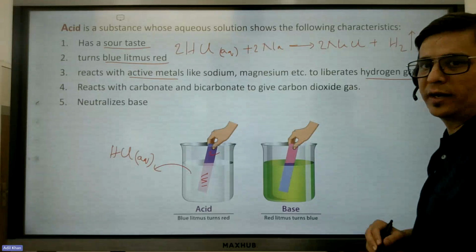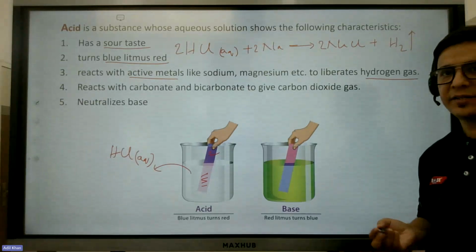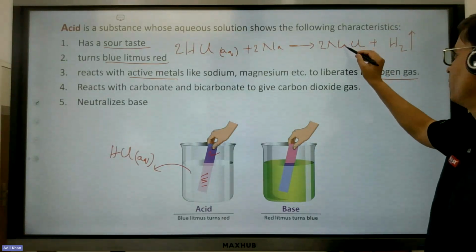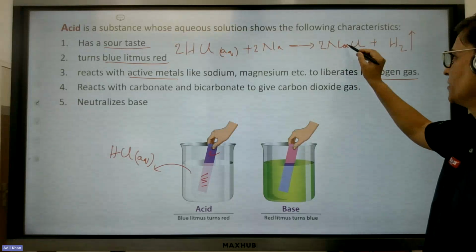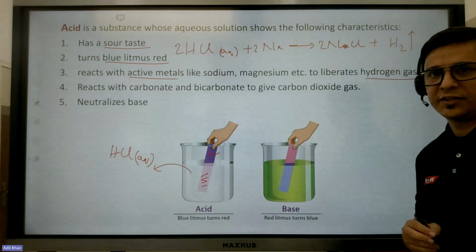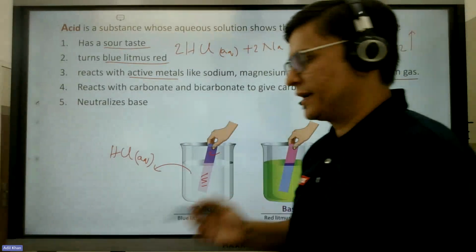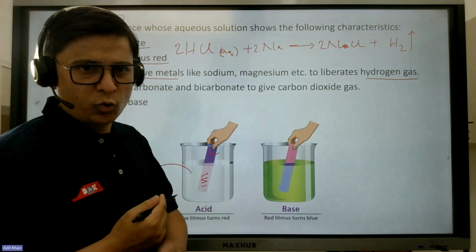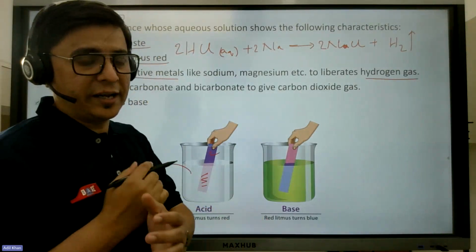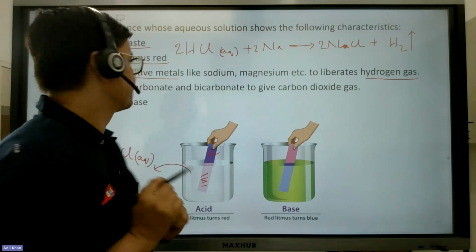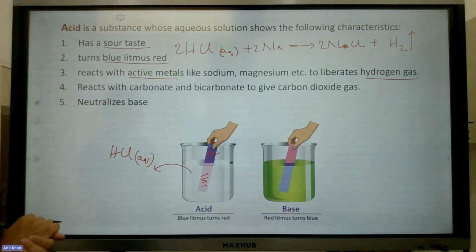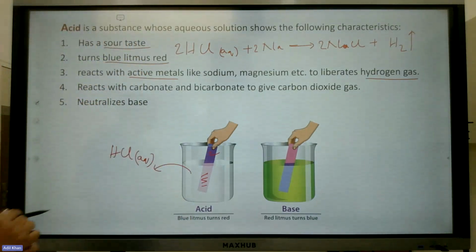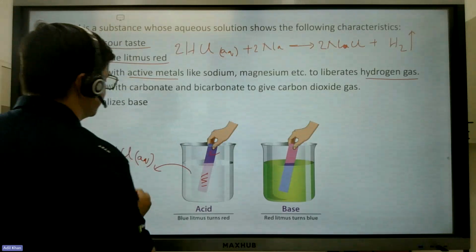That's why we write an upward arrow. And hydrogen gas is important for us for various reactions. You will read with time. So sodium chloride is formed. So they react with active metals. Active metals means they have either valence electron 1 or 2, where electrons are ready to react in order to become stable. Next is they react with carbonate and bicarbonate to give carbon dioxide gas.